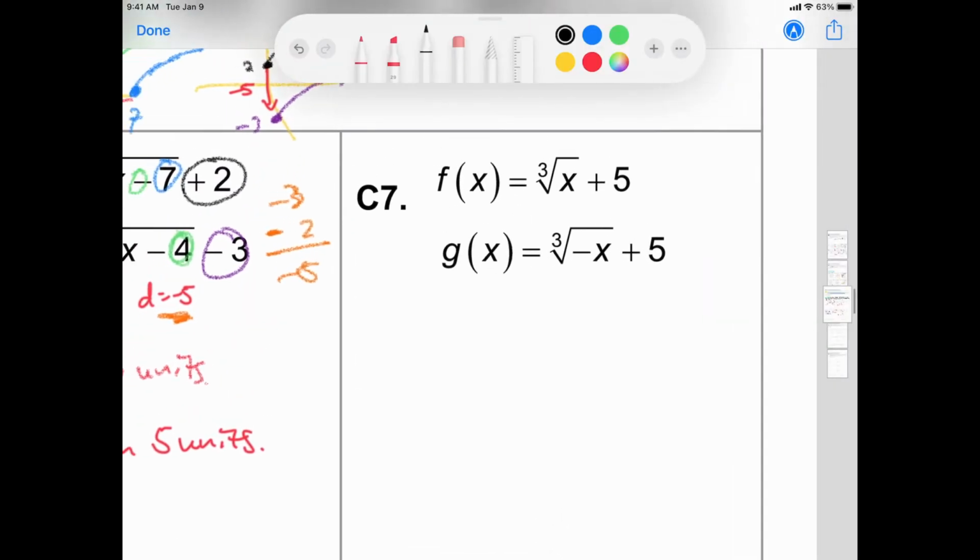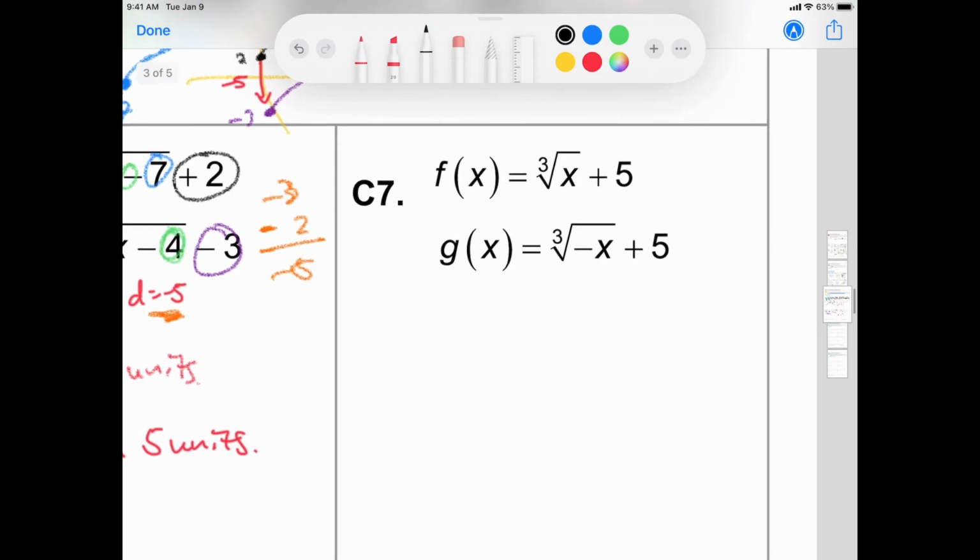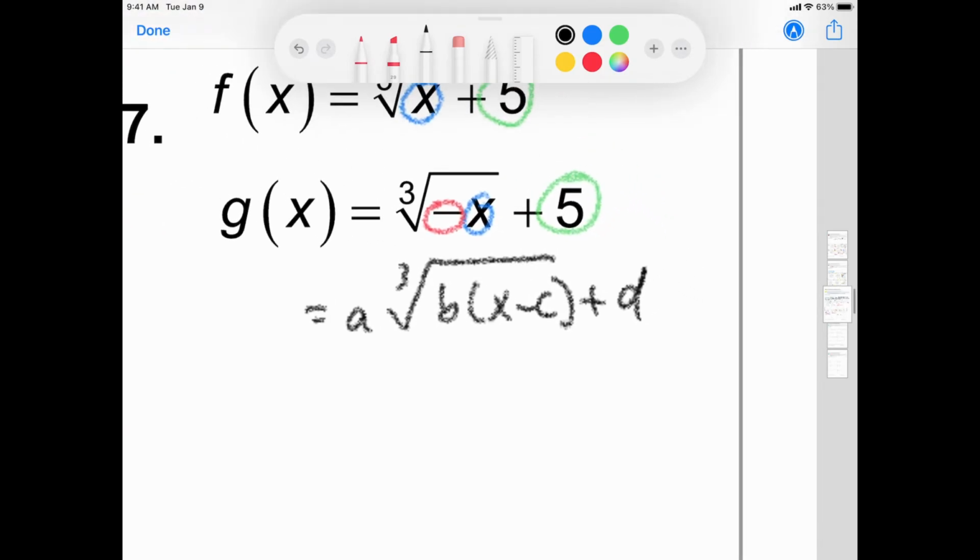All right, C7, let's make some observations. They both have a 5 here. They both have an x, but one thing I notice is that g of x has a negative sign inside. If I quickly write out the parent, a times the cube root of b times x minus c plus d, and if you notice what I kind of did here, I wrote it right above it.